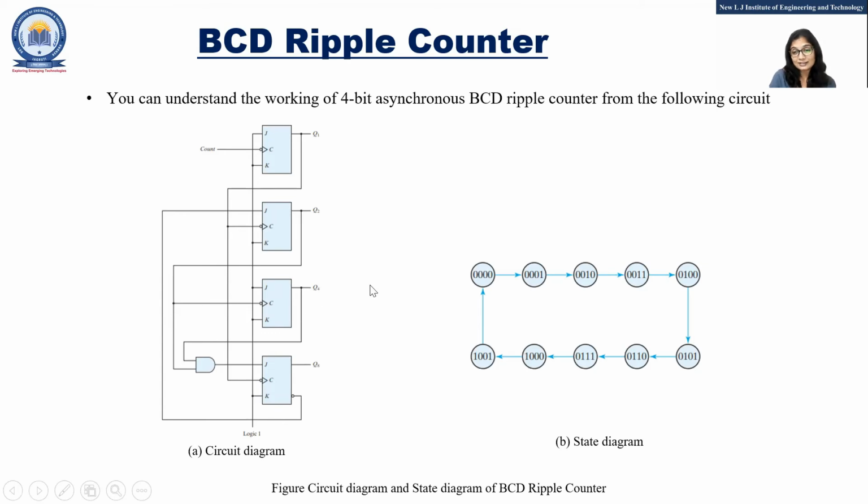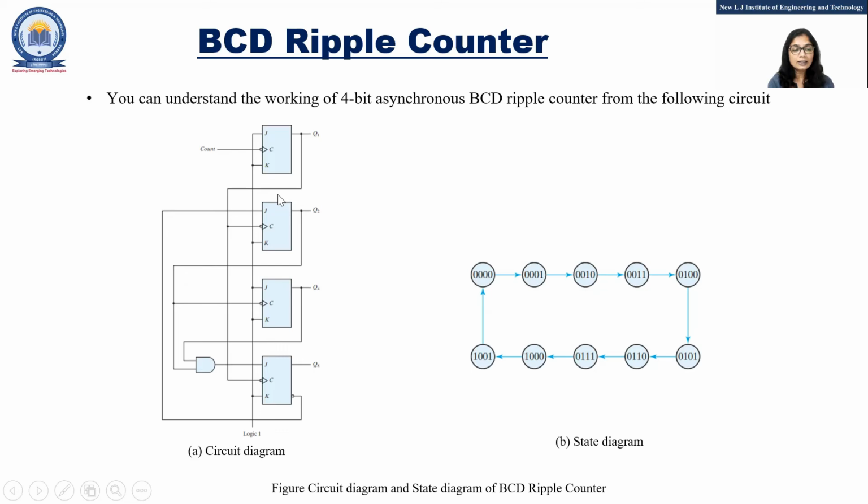Logically, it will start counting from 0, 0, 0, 0, and it will stop at 1, 1, 1, 1. But in the BCD counter, I want to stop at 1, 0, 0, 1. So I will design this circuit in such a way that after count 1, 0, 0, 1, it will reset the flip-flops. Then it will start counting from 0, 0, 0, 0. That's why there is a slight difference compared to other counter circuits.